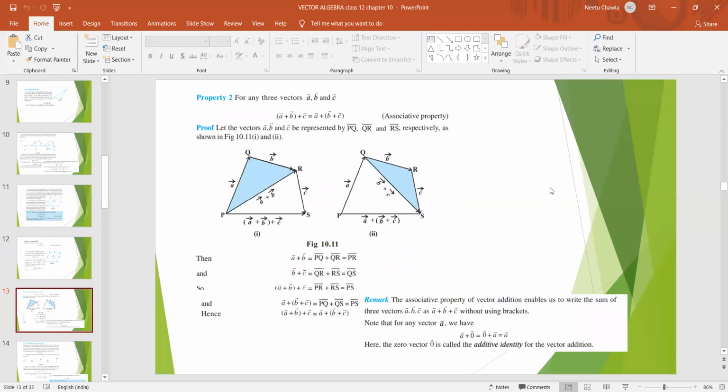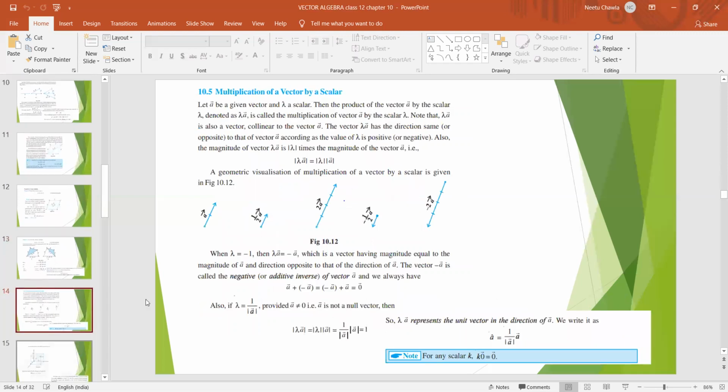Now let us see more for the associative property. This associative property also goes for A vector plus B vector in a bracket plus C vector is equal to A vector plus, in a bracket, B vector plus C vector. The diagram is here, you can easily see it. So this is also a property which is being used in the vectors.